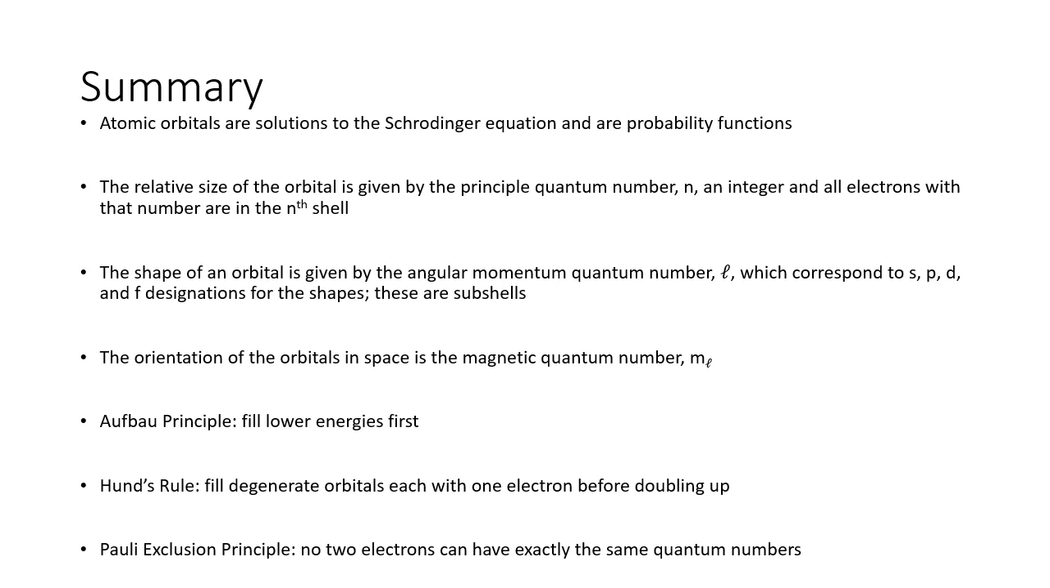To summarize, atomic orbitals are solutions for the Schrödinger equation and are probability functions. The relative size of the orbital is given by the principal quantum number n, an integer, and all electrons with the same number are in the nth shell. The shape of an orbital is given by the angular momentum quantum number, designated by a cursive l, which corresponds to the s, p, d, f designations for the shapes. These are called subshells. And the orientation of the orbitals in space is the magnetic quantum number, m sub l.